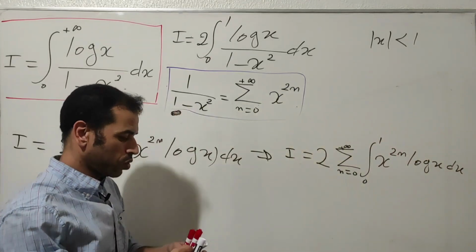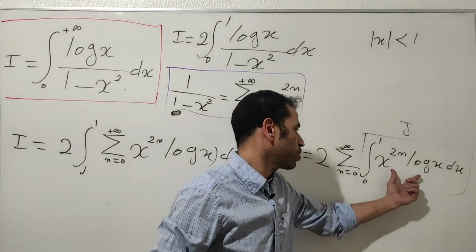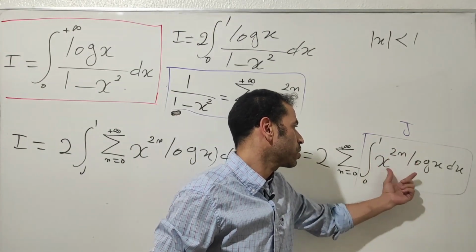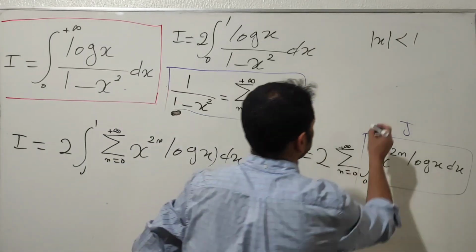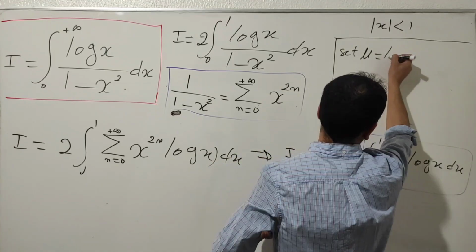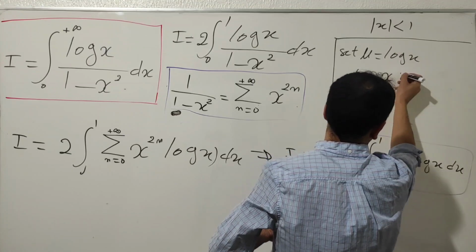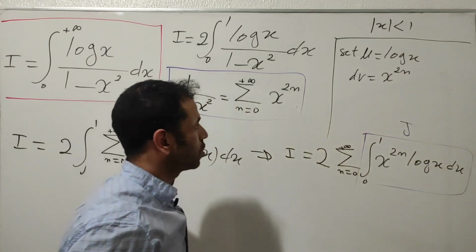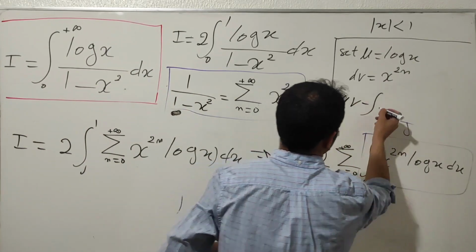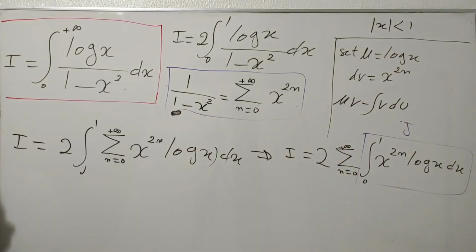Now I'm going to solve this integral. Let's name this integral J. Since I have a product of two functions here, I'm going to use integration by parts. Let's set u equals log of x and dv equals x to the 2n dx. You know by parts is always uv minus the integral of v du.